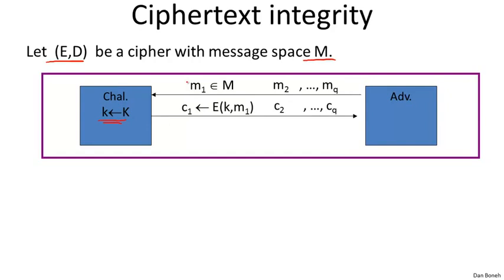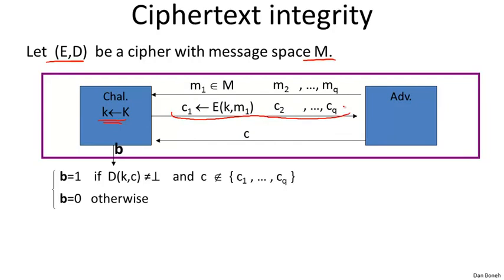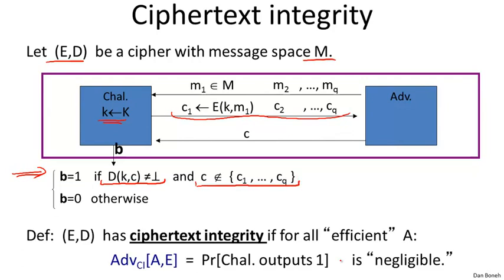So here the adversary obtained q ciphertexts for messages of his choice, and then his goal is to produce some new ciphertext that's valid. So we'll say that the adversary wins the game if this new ciphertext that the adversary created decrypts correctly, in other words, decrypts to something other than bottom, and it's a new ciphertext. In other words, it's not one of the ciphertexts that was given to the adversary as part of his chosen plaintext attack. And then, as usual, we define the adversary's advantage in the ciphertext integrity game as the probability that the challenger outputs 1 at the end of the game, and we'll say that the cipher has ciphertext integrity if, for all efficient adversaries, their advantage in winning this game is negligible.